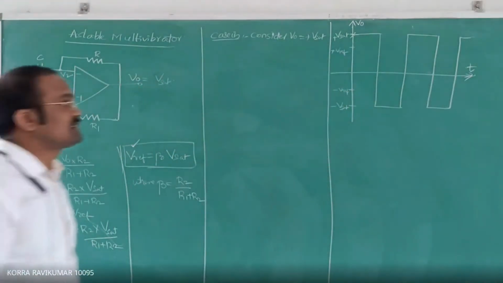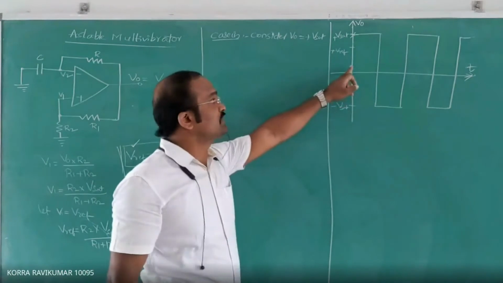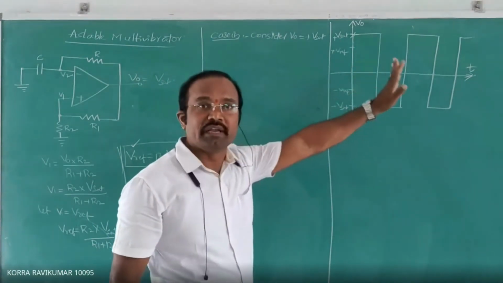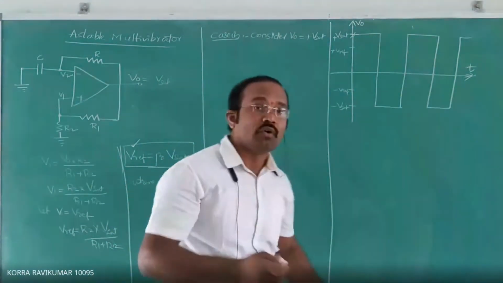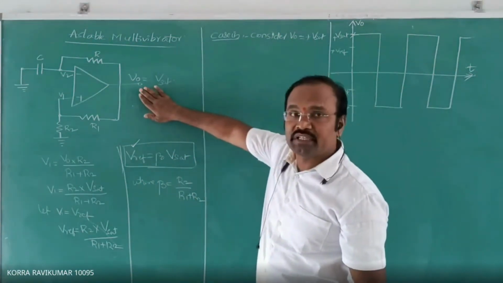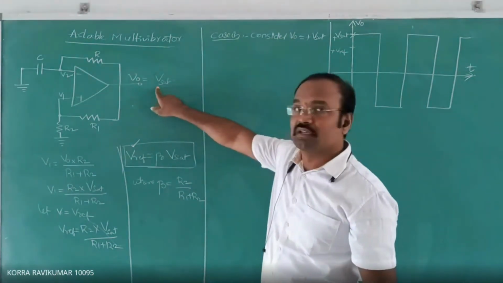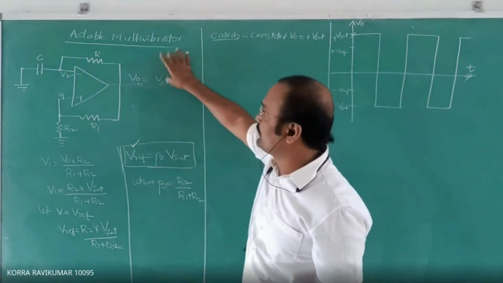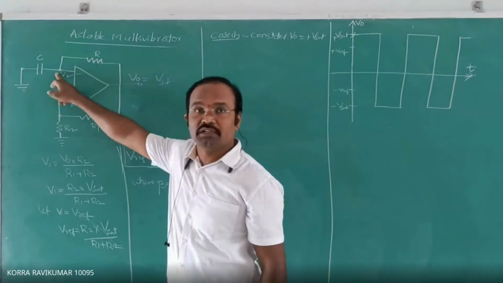Now the capacitor gets charged from 10% of its minimum value to 90% of its maximum value. How does it charge? The voltage which appears at the output terminal, the same voltage appears at the non-inverting terminal node.